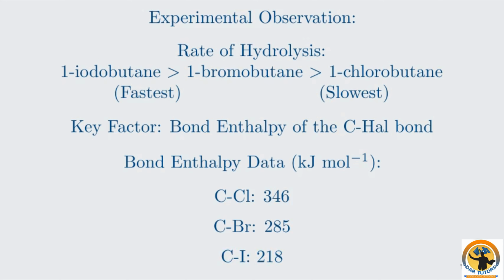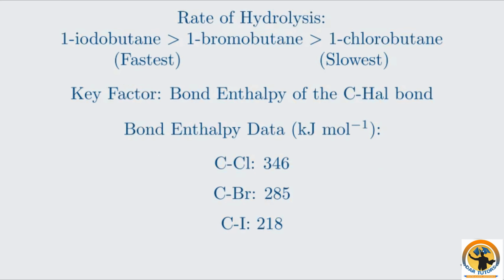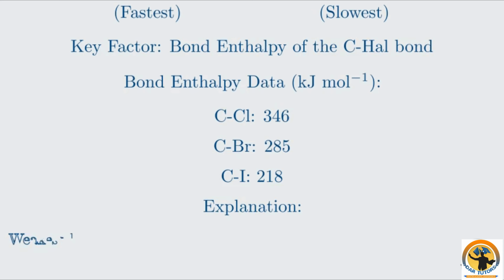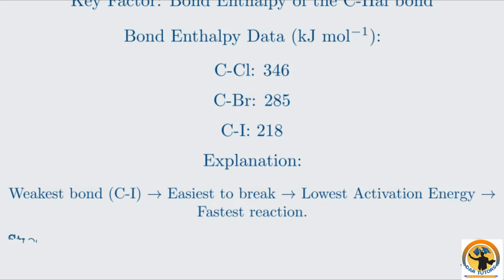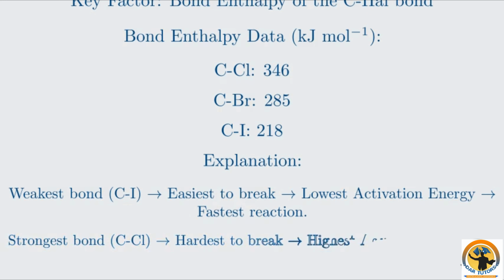And here's the explanation for the observed reactivity. Since the C-I bond is the weakest, it requires the least energy to break. This means the activation energy for the hydrolysis of the iodoalkane is the lowest, and therefore, it reacts the fastest. The stronger C-Cl bond requires the most energy to break, leading to the highest activation energy and the slowest reaction rate. This clearly demonstrates how bond enthalpy is a powerful tool for predicting and explaining chemical reactivity.